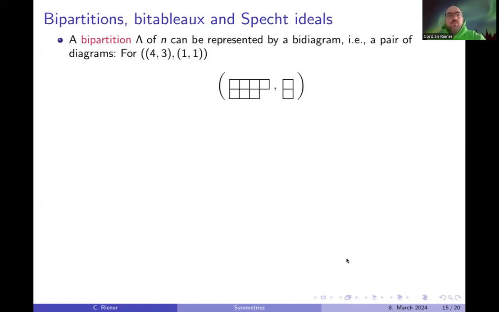So let me just say, you have a B partition, so it's a set of two partitions.